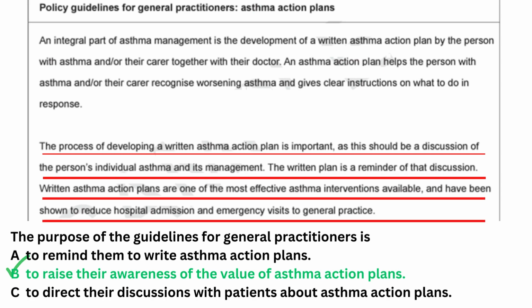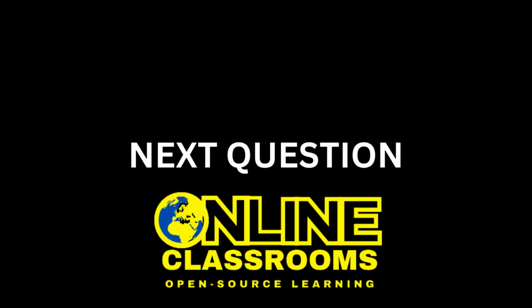The process of developing a written asthma action plan is important, as this should be a discussion of the person's individual asthma and its management. The written plan is a reminder of that discussion. Written asthma action plans are one of the most effective asthma interventions available, and have been shown to reduce hospital admission and emergency visits to general practice. Now, you should have understood that the purpose of the paragraph is to raise general practitioners' awareness of the value of asthma action plans. Let's look at the next question.